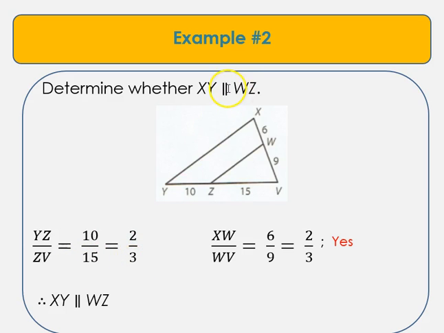So to find out if it's parallel, the other side would also have to equal 2/3. So let's set up the proportion. It's XW over WV, which is 6/9, which equals 2/3. So yes, they are parallel to each other.